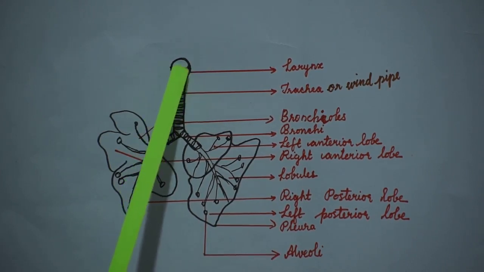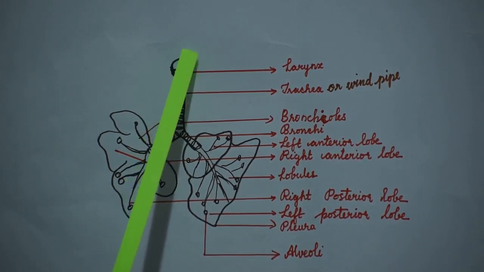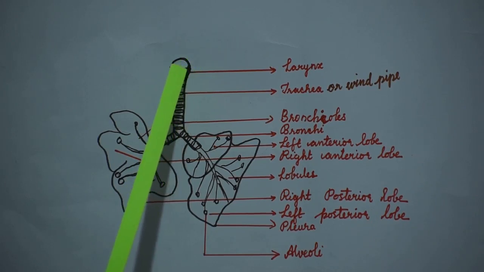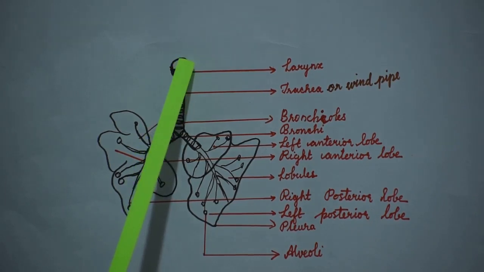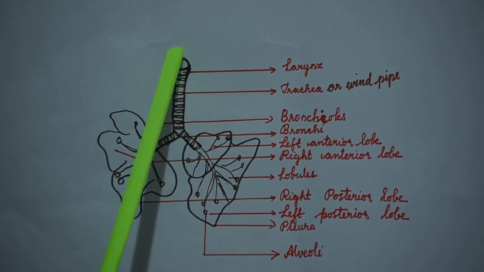The anterior region of the windpipe is enlarged. In this enlarged region, 4 cartilaginous plates are there, so that is called the larynx. Inner to the larynx, there is a vocal cord. The vocal cord vibrates and produces sound.